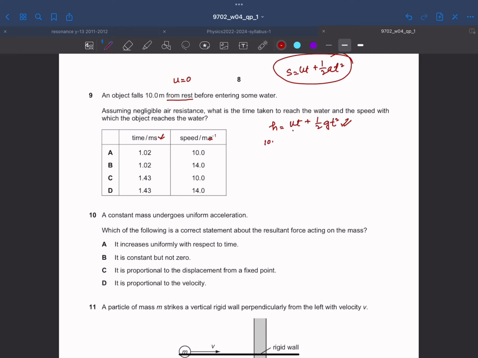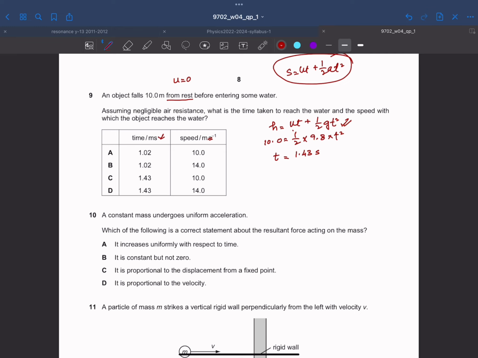So simply you can say 10 is equal to half into g, where g is 9.8, times t squared. So t you can calculate, and of course very easily you can get the value. The value which you will get is 1.43. For this t you are getting the value 1.43. You can do the calculation yourself as well.